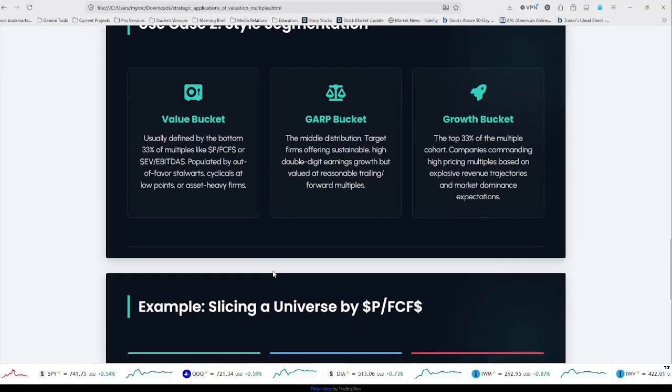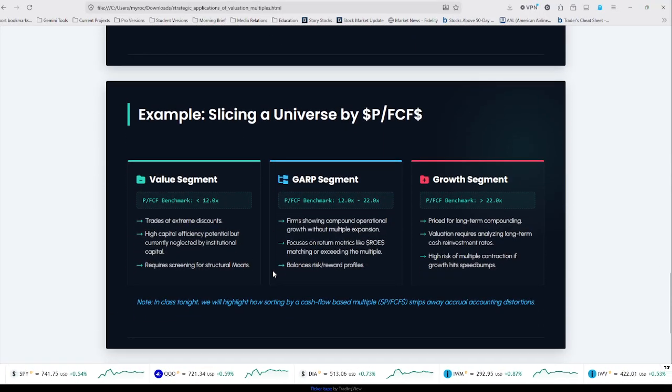Now this is the same idea here. This is your example, your price to free cash flow. Down here we have all the companies whose price to free cash flow is below 12. In this basket we have all the companies whose price to free cash flow is 12 to 22. And in this basket we have all the companies whose price to free cash flow is 22 or better. So the company trades at extreme discounts on this side.